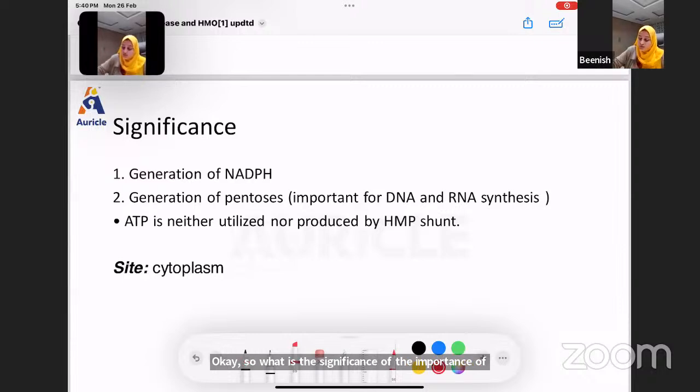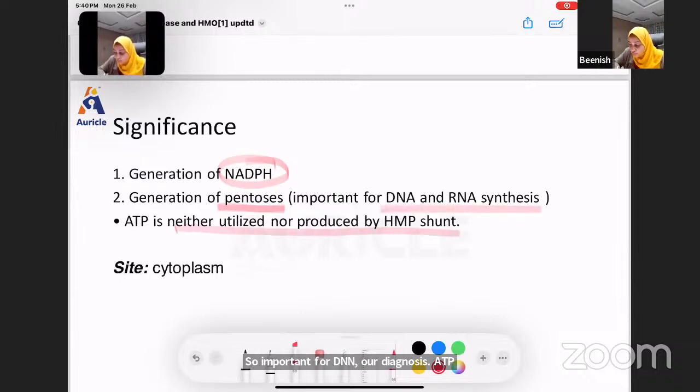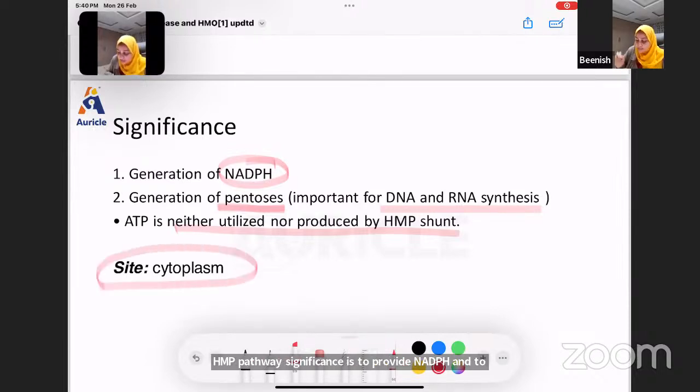That is generation of NADPH and generation of pentoses. Pentoses are important because your pentose sugar forms the part of nucleotide, and nucleotides are the building blocks of your DNA. So important for DNA and RNA synthesis. ATP is neither utilized nor produced by HMP pathway. So energy production is not the goal of HMP pathway. HMP pathway's significance is to provide NADPH and to provide pentoses, and it is a cytoplasmic pathway.